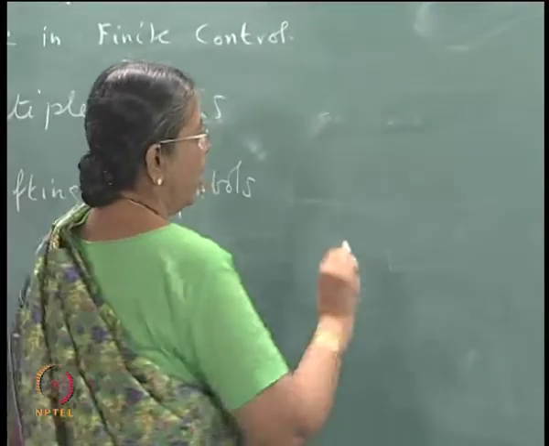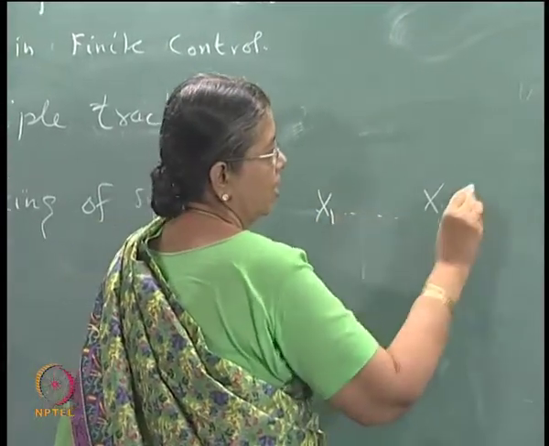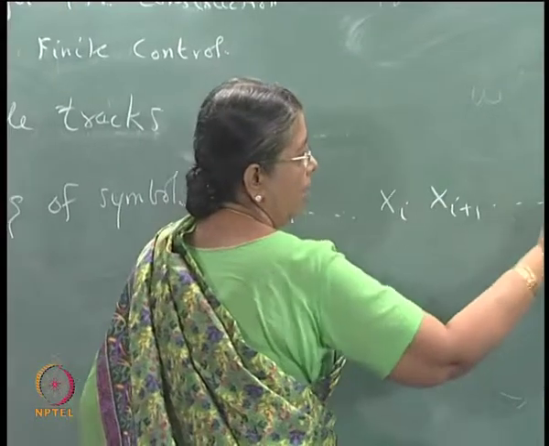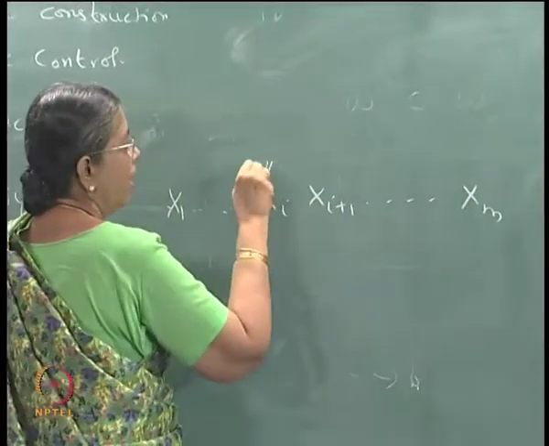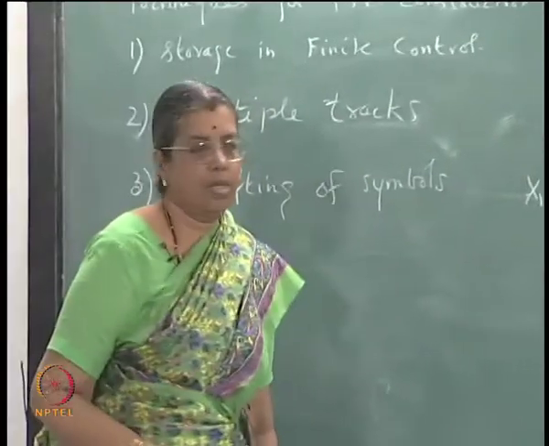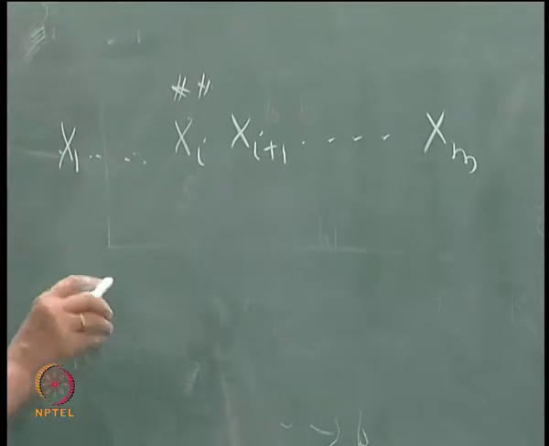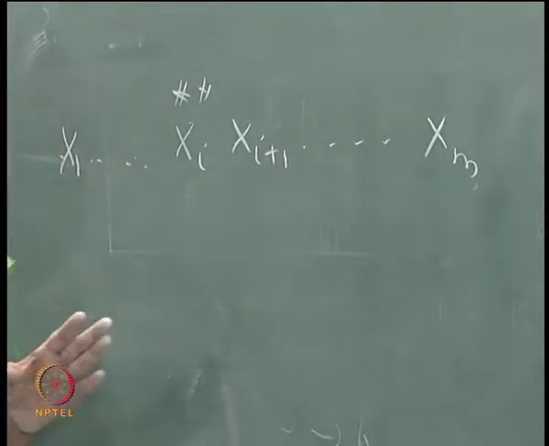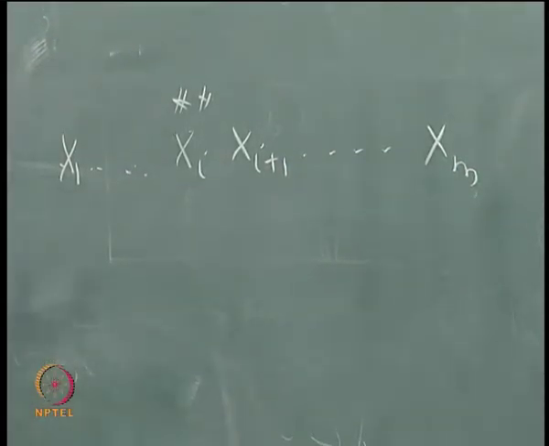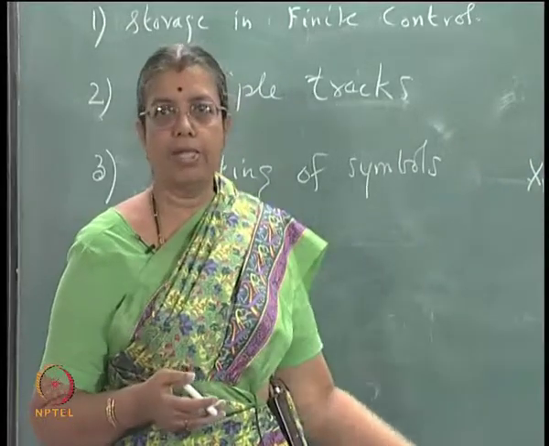Again, suppose the tape contains x1 to xi, xi plus 1, up to xm. Now, I want to create 2 blank places here and shift from xi to this portion 2 places to the right, so that I can do something here. I do not know the length of this, it is not fixed length. If it is fixed length, you can do it in one way, but I do not know how long it is going to be, but the whole thing I want to shift 2 places so that I can write something.